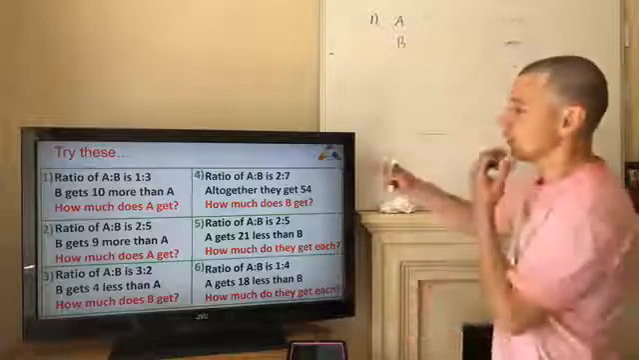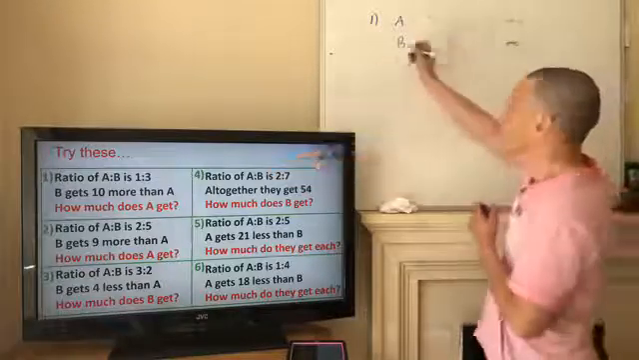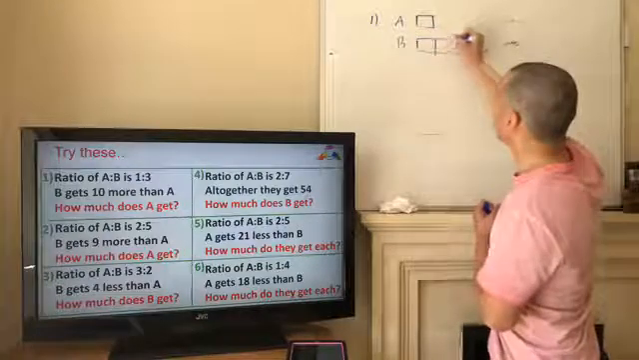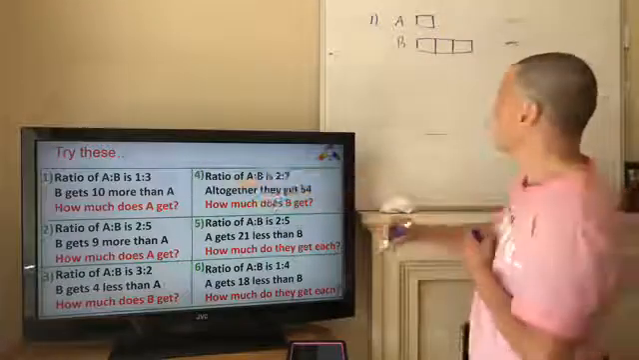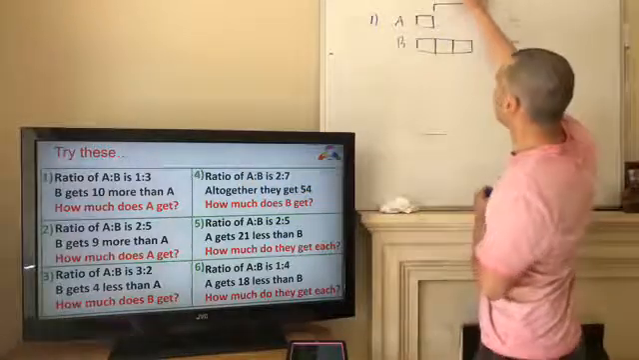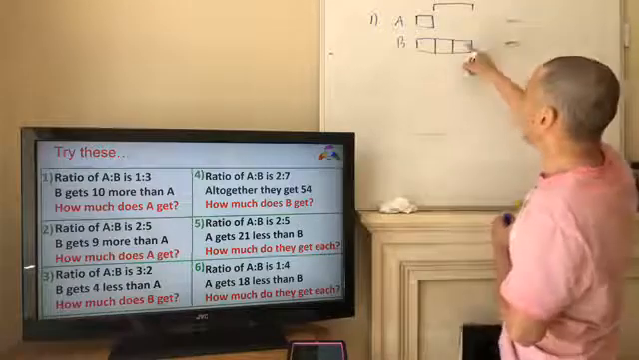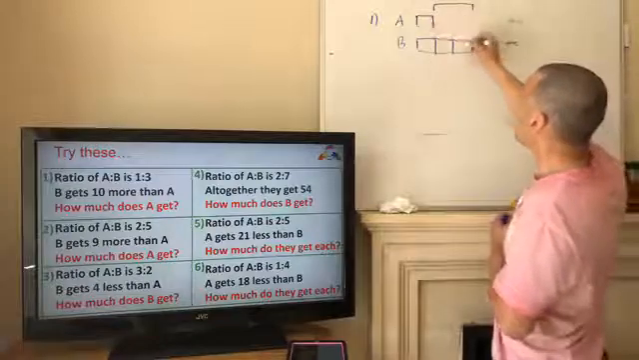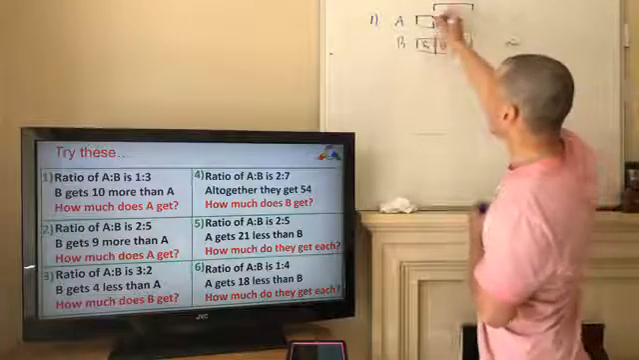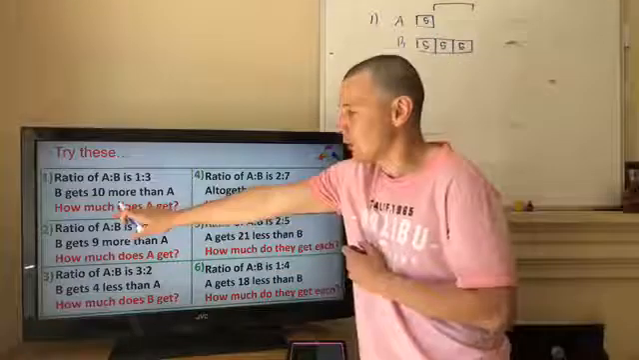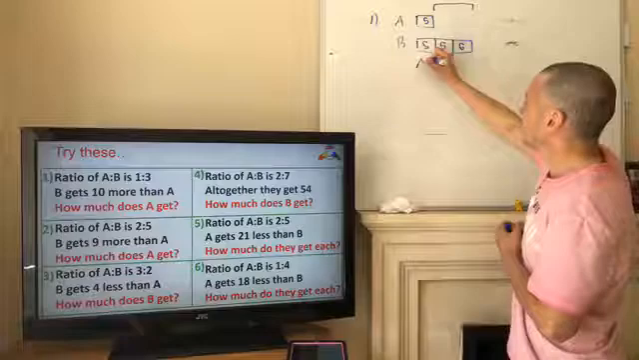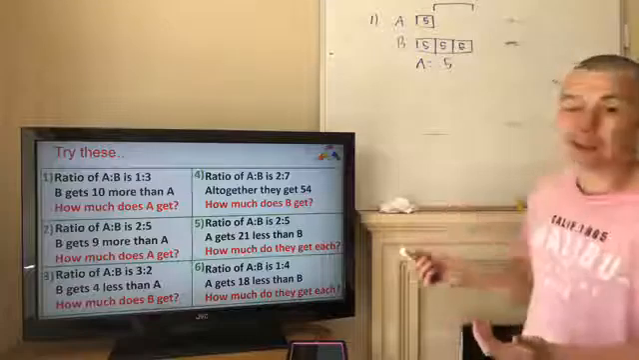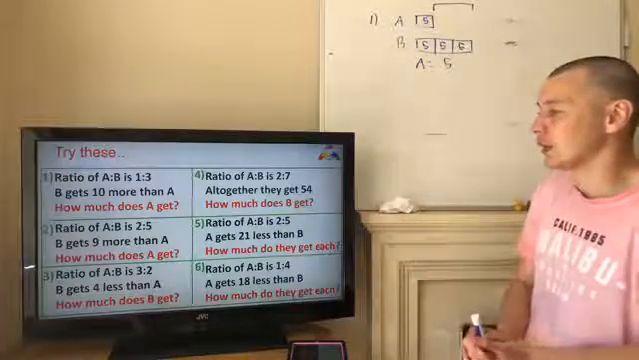I'll just put the first one on again, so the first answer should be this. So A gets 1 part, B gets 3 bars, and we know that B gets 10 more than A. So my 10 is going to go there, which means each box, because B gets 2 boxes more than A, so each one is going to be 5. And then look at the question, how much does A get? Well, A equals 5. Okay, so they're all very similar to that, it's just the wording is slightly different for some of them, different numbers in there.